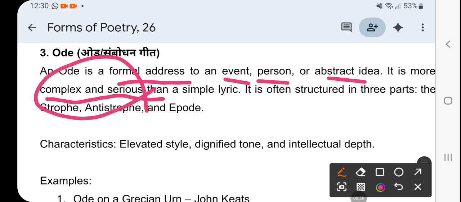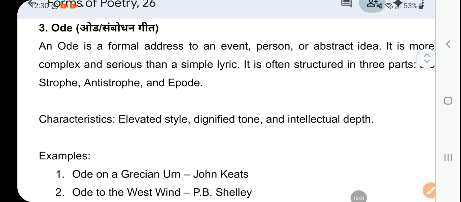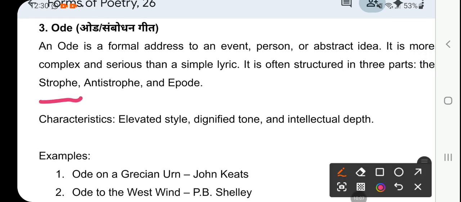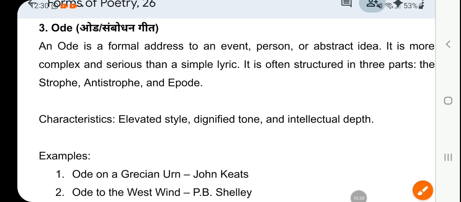It is often structured in three parts. So, an ode is structured in three parts, that is strophe, antistrophe, and epode. Right? These three technical names you have to remember. These are the structure of the ode. So that's complex and serious poetry, right? And it is a kind of formal address to an event, person, or abstract idea.